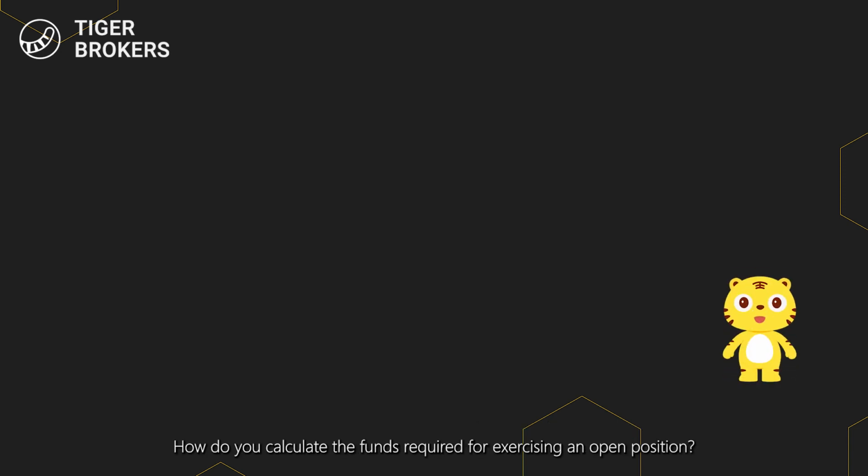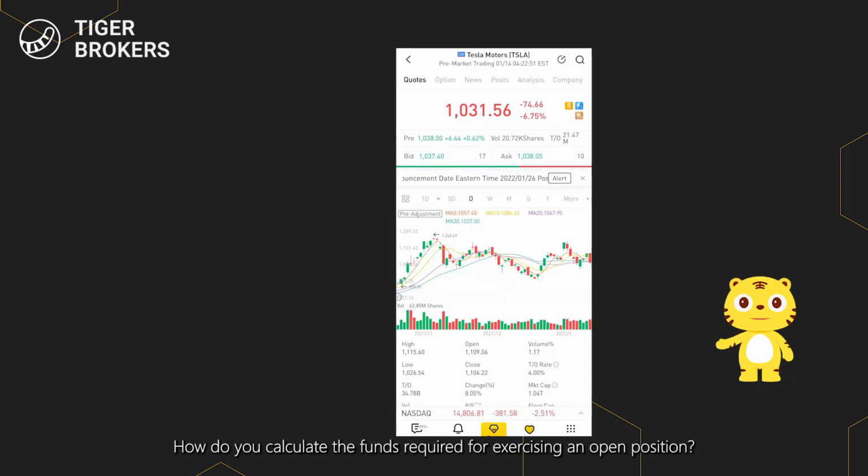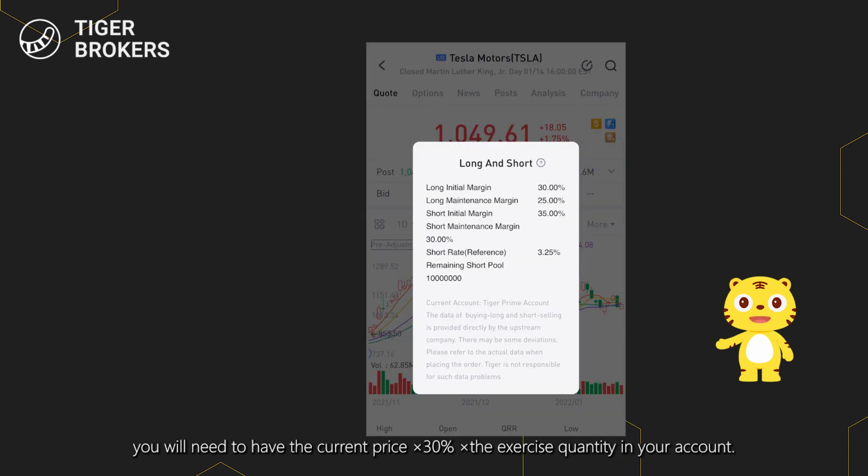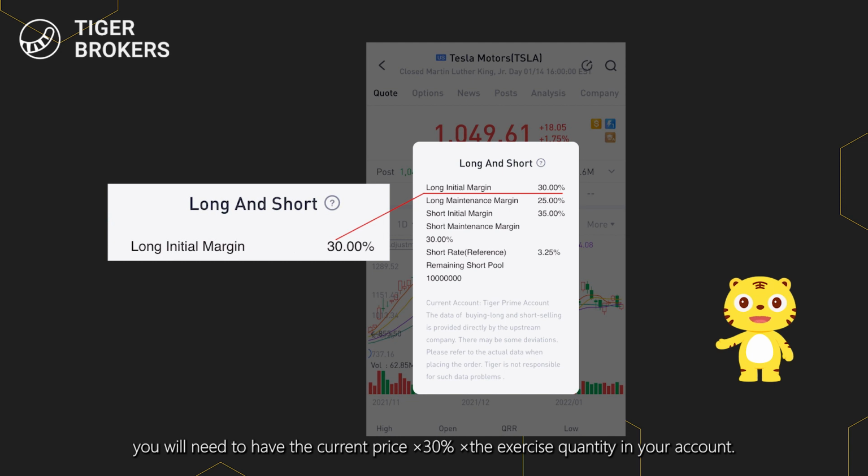How do you calculate the funds required for exercising an open position? You can refer to the margin requirement ratio of the corresponding shares. If the margin requirement of the underlying shares is 30%, you will need to have the current price times 30% times the exercise quantity in your account. Of course, these are all for options which expire in the money.